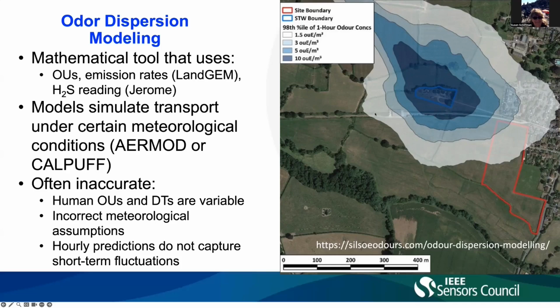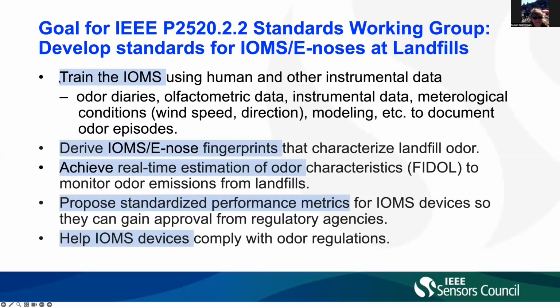They're helpful, but what they don't do is tell you how odors linger, because I told you that hydrogen sulfide can stay around for 18 hours after it's emitted. So all of these are helpful in trying to validate our IOMS devices. So the standard will be looking at training the IOMS device using these things that I just talked about, diaries and olfactometry and instrumental data, and to try to get fingerprints that characterize the odor, and to achieve real-time estimation of odor using those characteristics, and to provide or propose performance metrics that could be used by regulatory agencies, and to help develop these IOMS devices so they do comply with odor regulations.